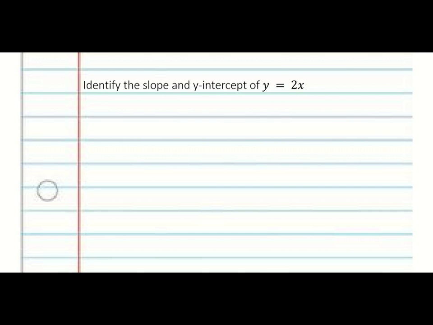Our next example says identify the slope and y-intercept of y equals 2x. So again, everything in this section is slope-intercept form. So we're looking at y equals mx plus b. So when we identify the slope, we're looking to see the coefficient of x. What's immediately in front of the x? In this case, our slope is 2. So your slope can also be a whole number. So the slope is 2.